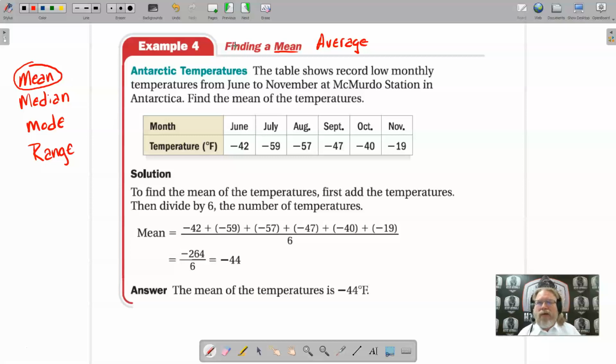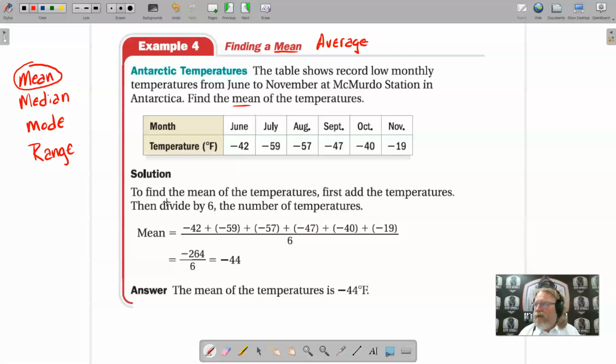But in order to find the mean, you have to add a bunch of values up and then divide by the number of values that you added up. So, Antarctic temperatures. The table shows record low monthly temperatures from June to November at McMurdo Station in Antarctica. Find the mean of the temperature. So they want to know what many people think of as the average. To find the mean, we have to add a bunch of numbers up and then divide by however many there were.